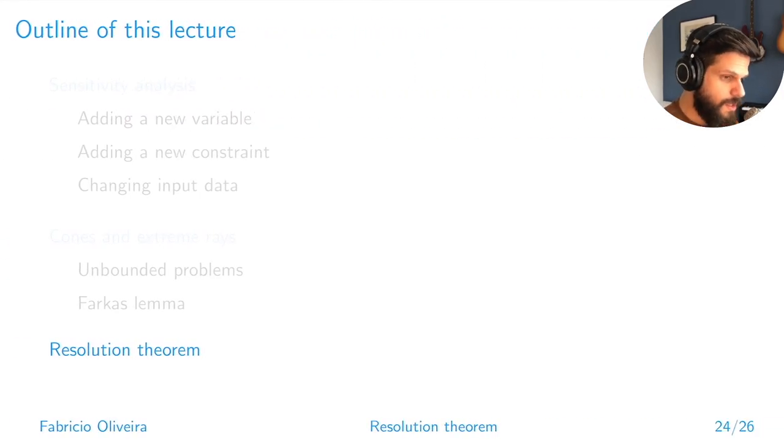Right, so this is a good point for us to stop. The last part is going to be a really short one. We'll just very briefly go over the resolution theorem that involves the representation of polyhedral sets with extreme rays and extreme points. So that's it for now. See you in the last video.